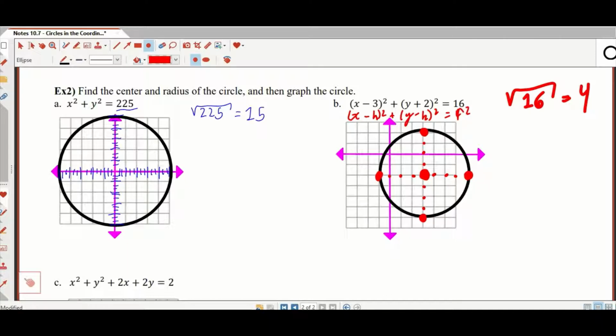Again, you don't have the same drawing tools I do, so it's not going to hurt my feelings if your circles aren't absolutely perfect, okay? That's what that's trying to say.